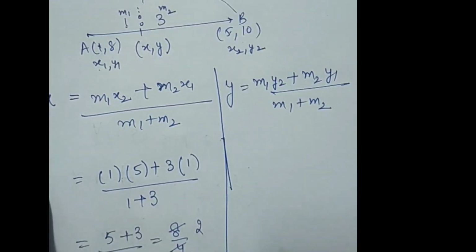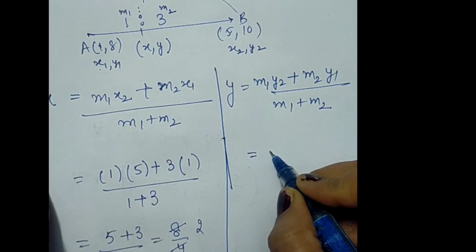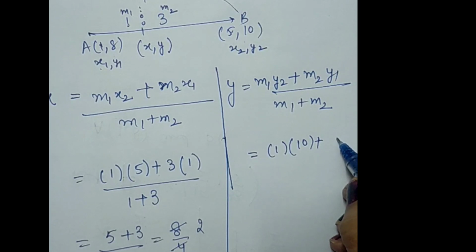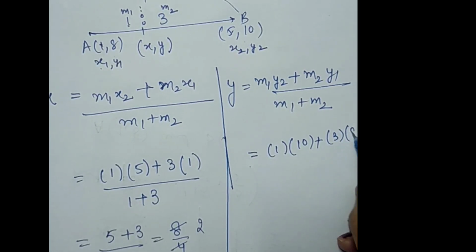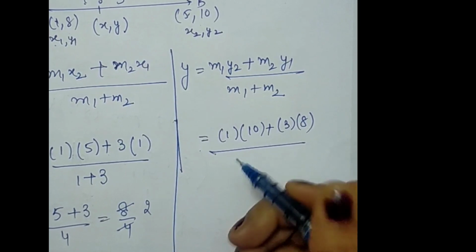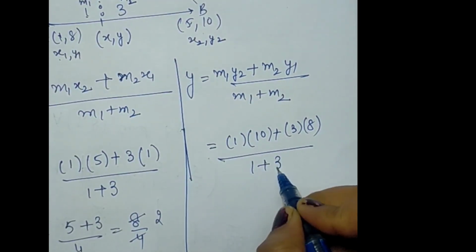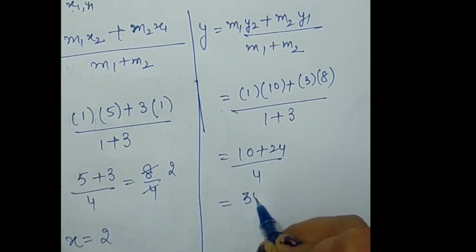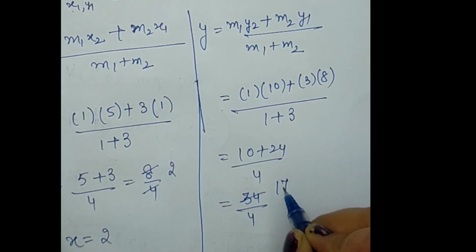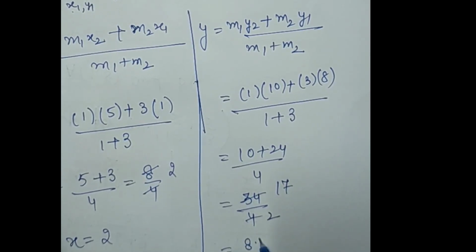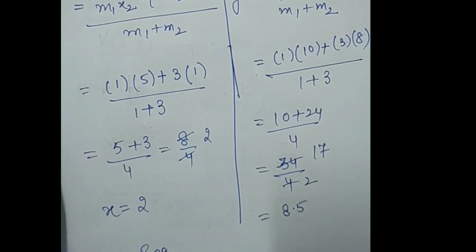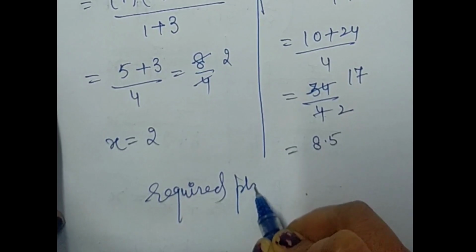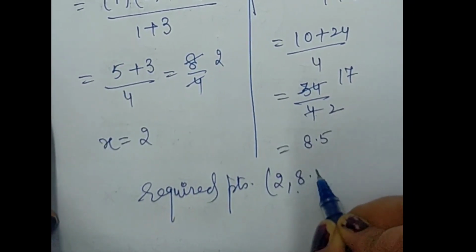Now for y, m1 is 1 into y2, y2 is 10, plus m2 is 3 into y1, y1 is 8, over m1 plus m2, that is 1 plus 3. So 10 plus 24 over 4. So we get 34/4, or we can cancel them and we are left with 17/2 or 8.5. Hence the required point is (2, 8.5).